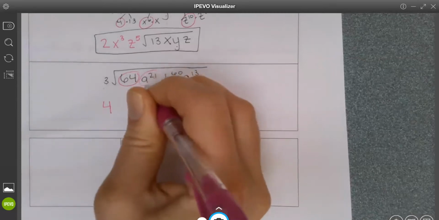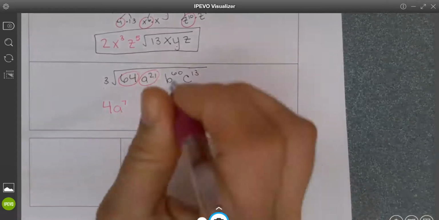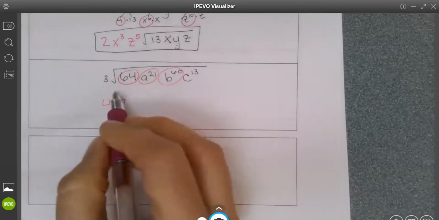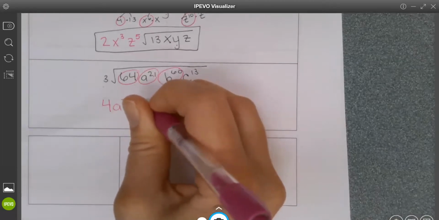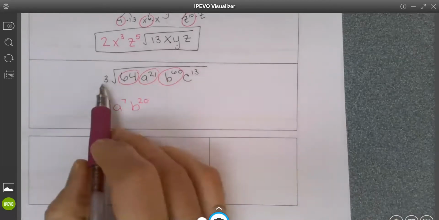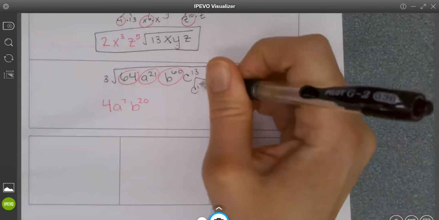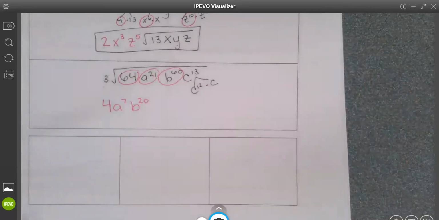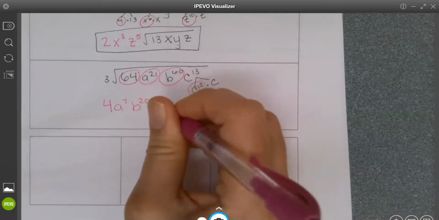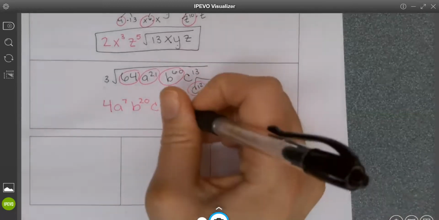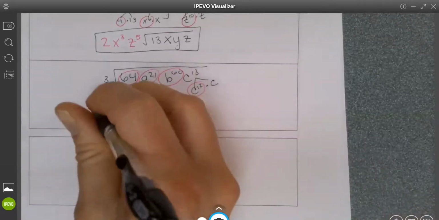21 can be divided by 3. I can take all of that outside of my radical. It's going to give me a to the 7th. 60 can be divided by 3. I can take all of that out. It's going to give me b to the 20th. 13 can't evenly divide by 3. So I've got to break it into what I can divide by 3, which would be 12 of those c's, leaving me one behind. And the cube root of c to the 12th would be c to the 4th outside my radical, leaving me with a cube root of c inside my radical.